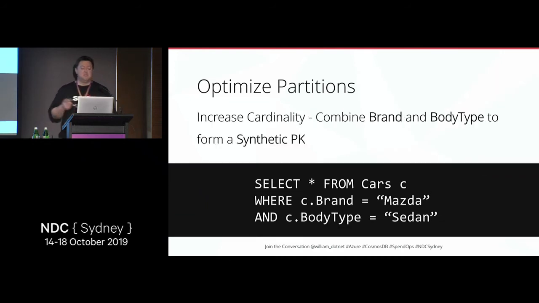But sometimes it might not be enough. The same as with how we used brand before instead of body type, if, for instance, too many Volvos are being sold, that partition might also suffer, becoming a hot partition. So we can create synthetic partition keys by combining two fields together. This will give us, again, the ability for Cosmos to split up the partitions and deliver more performance.